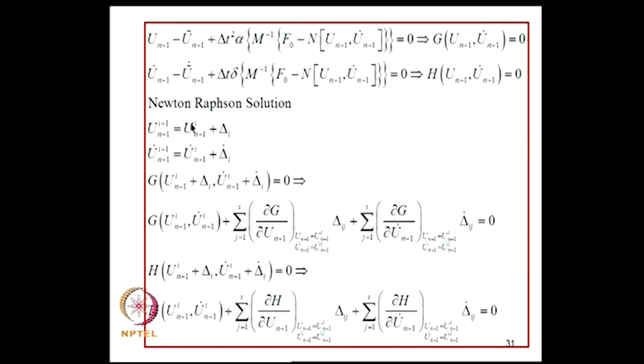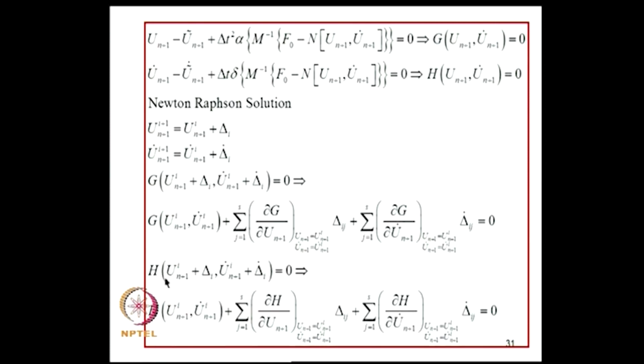Now, for the Newton-Raphson solution, we have to set up an iteration, and that iteration count is I. I will first give a few mathematical details and then we will return to the algorithmic implementation. So, at the ith step, if this is the guess and delta I is the correction, then this is the improved solution. Similarly for velocity, this is the improved solution. Now, you substitute this into these two equations and use first order Taylor's expansion, I get this expression. So, what are the unknowns here? This delta ij and delta dot ij are the unknowns which we need to find.